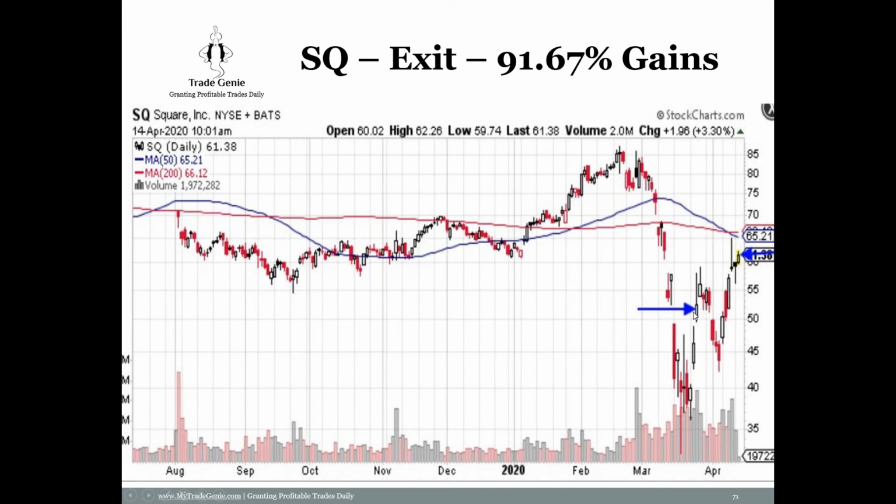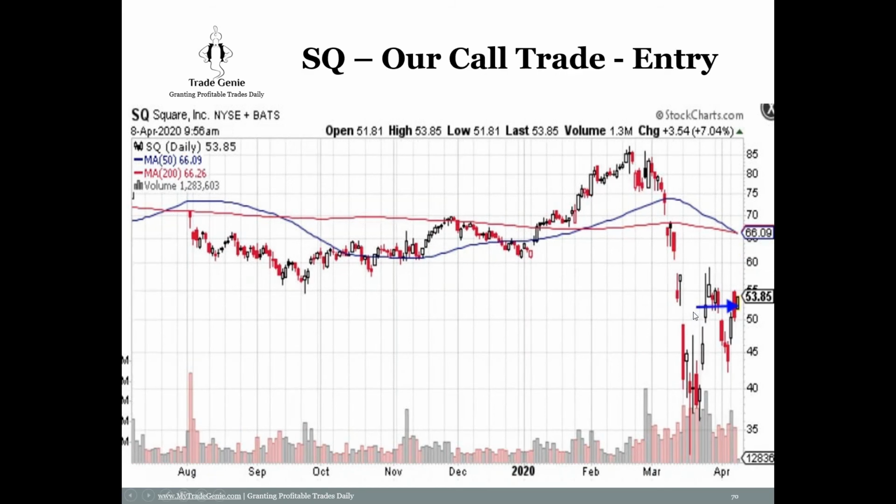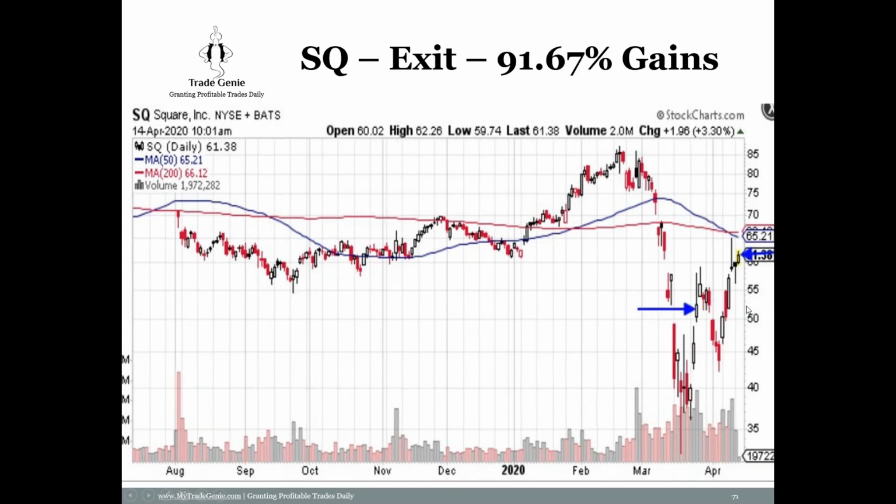And so we bought it, let me see, where did we buy? So we bought on 8th of April, around 9:55, 9:56. So we date and time stamp our trade. But the chart is saying 9:56, maybe we bought at 9:40 or whatever time, but we bought on 8th of April. So here's the chart at 53.85. Here's SQ at 53.85. And then it tanked to 45 or something.